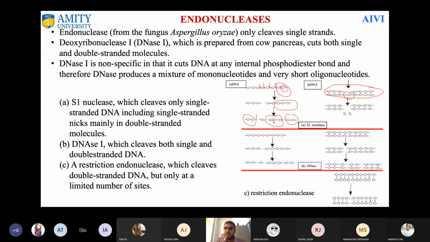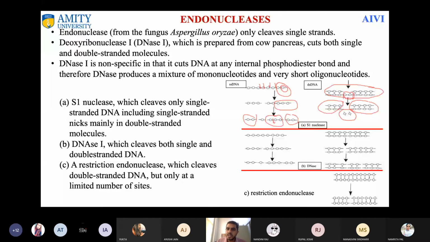It is not going to cut the double stranded DNA. So this portion is a single stranded portion, and it will produce a cut here, here, and here. When it produces cuts in this way, it will remove the nucleotides and you will have the double stranded fragment. Once this double-stranded fragment forms, S1 nuclease won't produce further cuts.